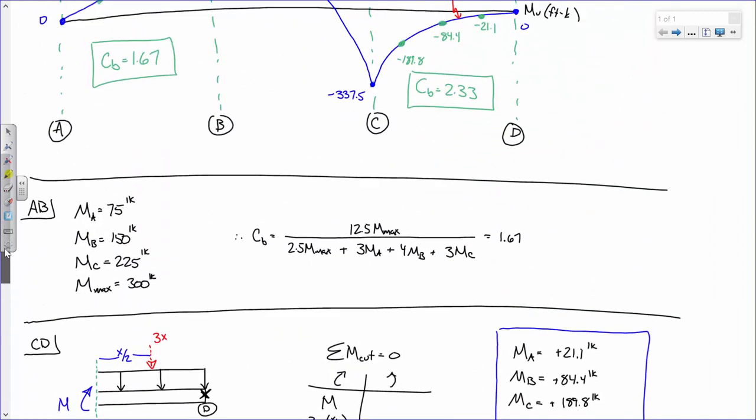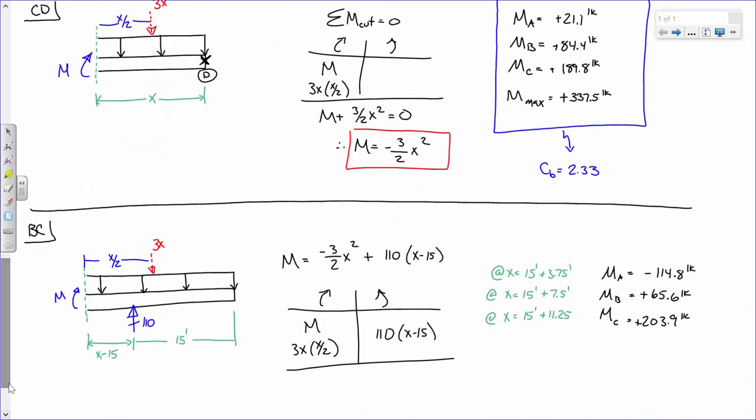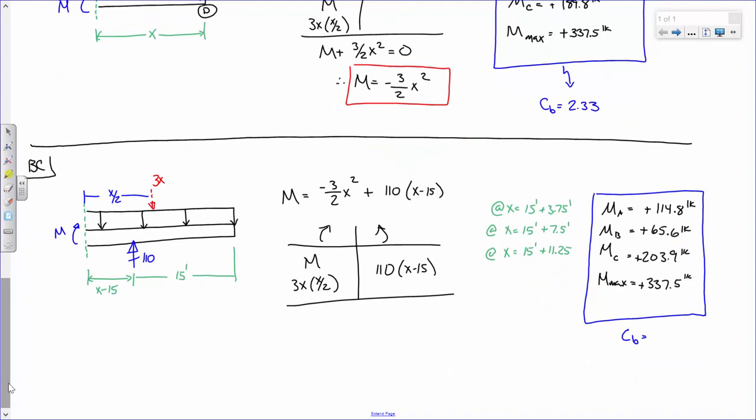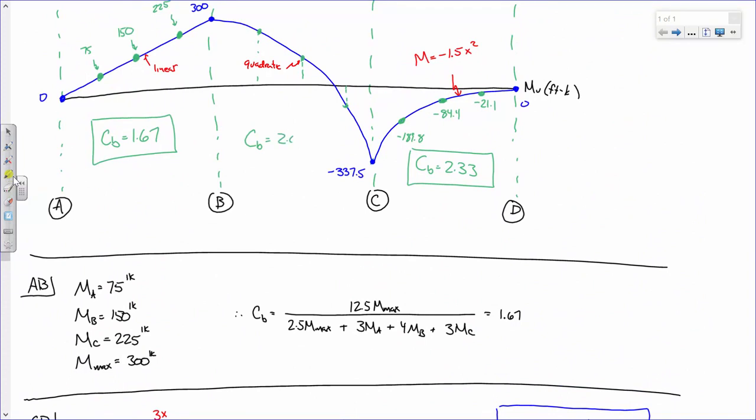So if I go up to my moment diagram, I'm essentially talking about that value, and that value. What's M max going to be for this segment? There we go. Take absolute values for everything. What are we getting for C sub B? Exactly right. So this segment has a C sub B of 2.05. So in a weird way, theoretically, what's the strongest segment? A, B, B, C, or C, D? C, D, right?